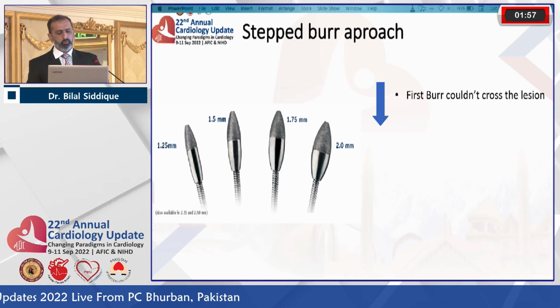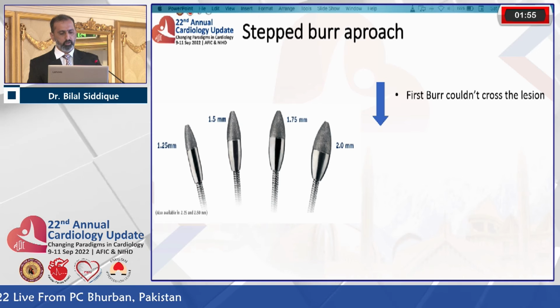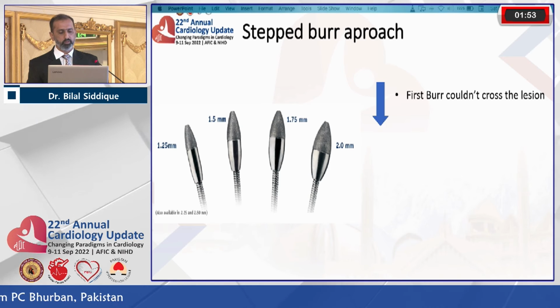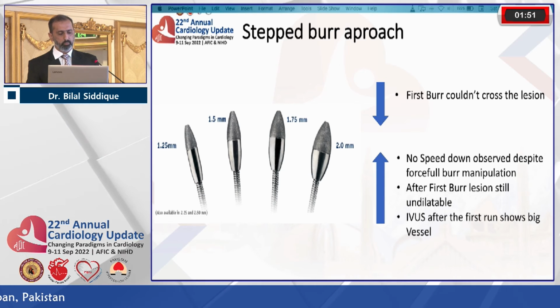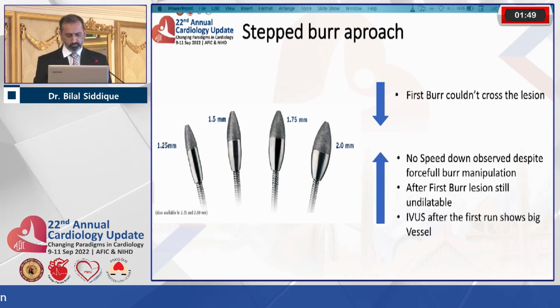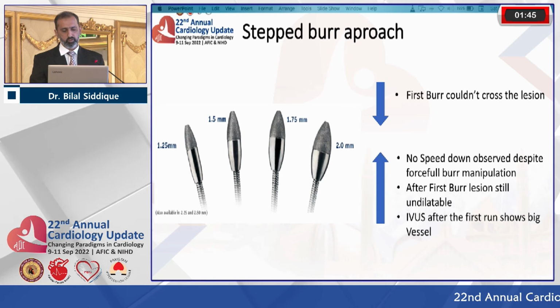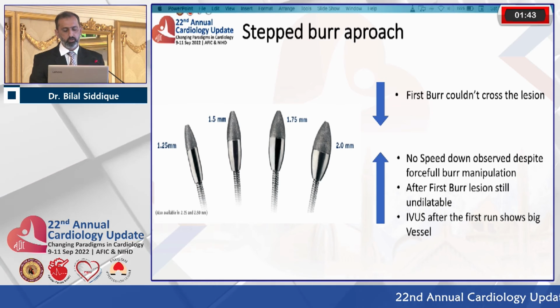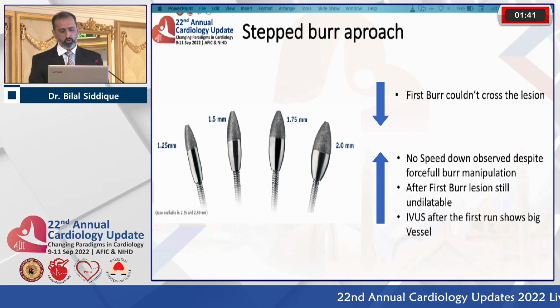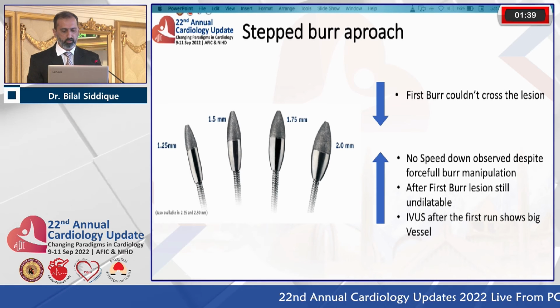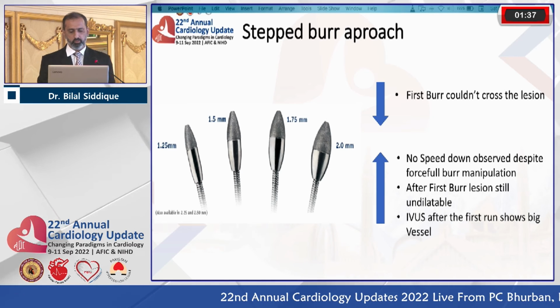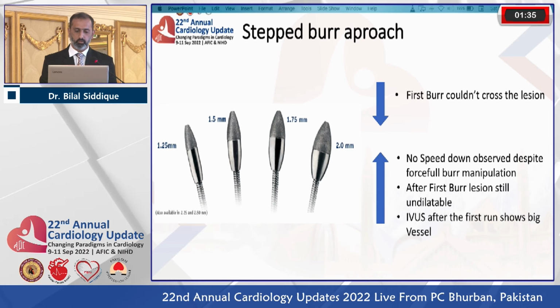If the first burr was chosen to be a bigger one, like 1.5, and it didn't cross, you have to downsize the burr. If the burr to begin with was 1.25, and there was no speed drop observed despite forceful burr manipulation, you have to upsize. You also have to upsize if the first burr lesion was undilatable or the IVUS after the first run shows a big vessel.